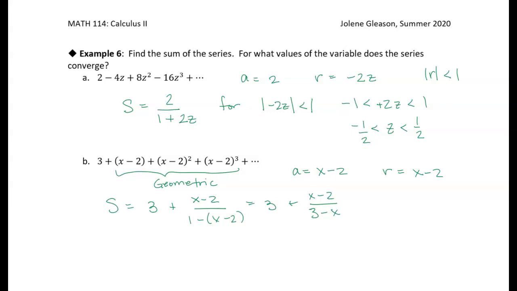So we just deal with that 3 separately because it doesn't fit with the rest of it, but everything else is geometric. So this will be the sum as long as the r value, which is x minus 2, the absolute value of that is less than 1. All right, so let's figure out what the x values need to be. That says that x minus 2 is between 1 and negative 1. And then we can add 2 to everything, and we get x is between 3 and 1.